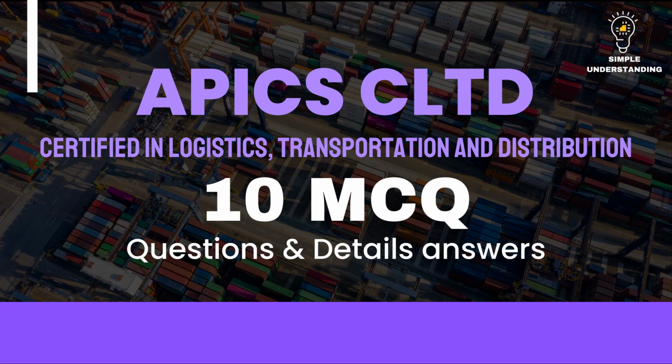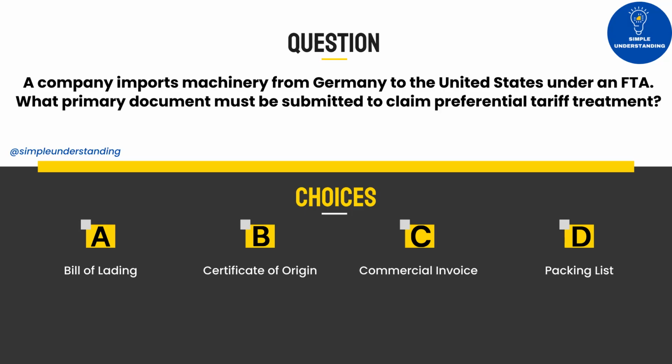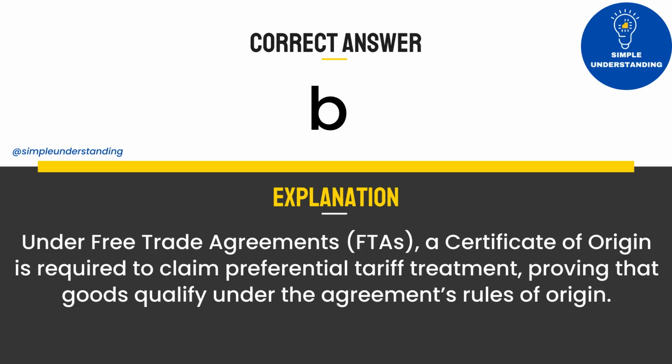Let's take a small practice test for Section B. 1. A company imports machinery from Germany to the United States under an FTA. What primary document must be submitted to claim preferential tariff treatment? A. Bill of lading. B. Certificate of origin. C. Commercial invoice. D. Packing list. Correct answer: B. Certificate of origin. Explanation: under free trade agreements, FTAs, a certificate of origin is required to claim preferential tariff treatment, proving that goods qualify under the agreement's rules of origin.